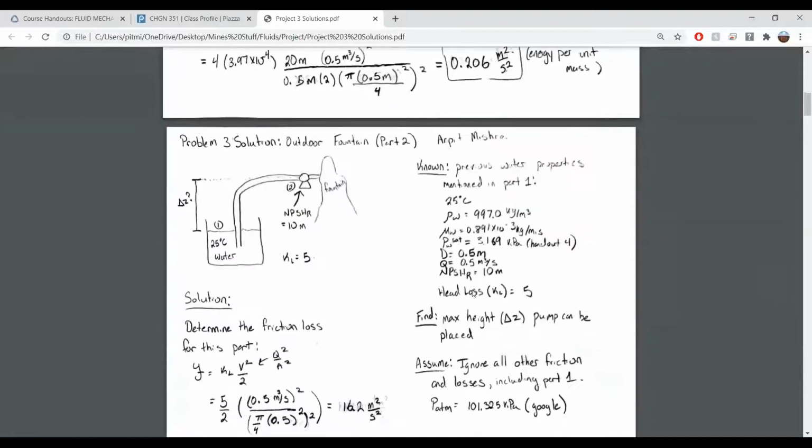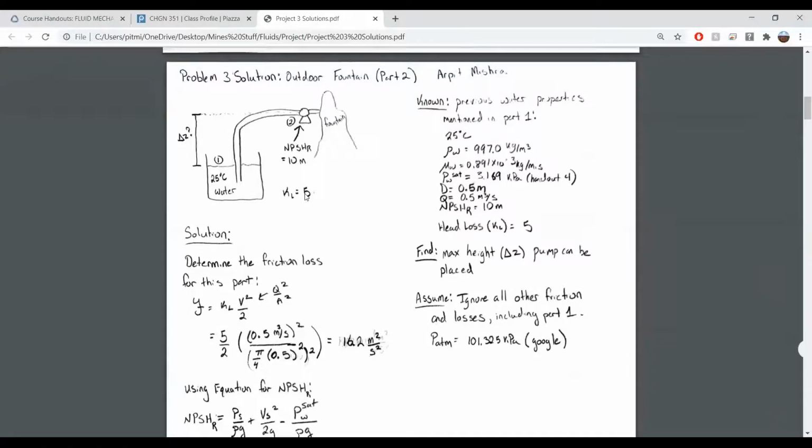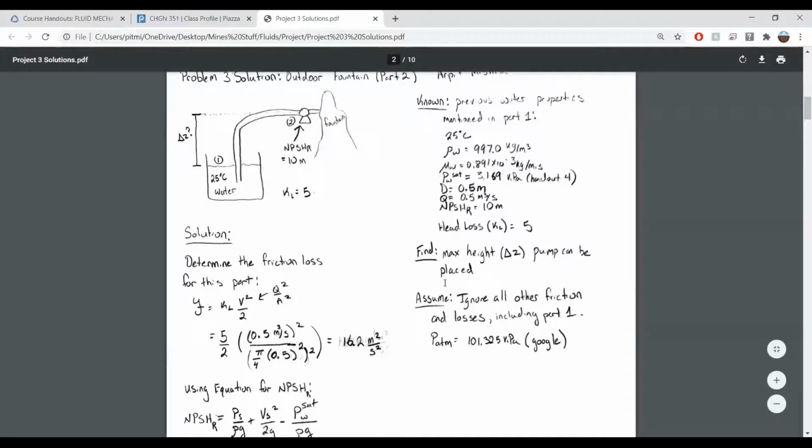Then for part two of this question of the fountain, I say, using the information from the previous part, and list all the things I know, I ask to find the max height, which would be delta Z in this picture here, the pump can be placed at. And I said to ignore all the friction and losses, including the stuff from part one, so we don't get that mixed up.